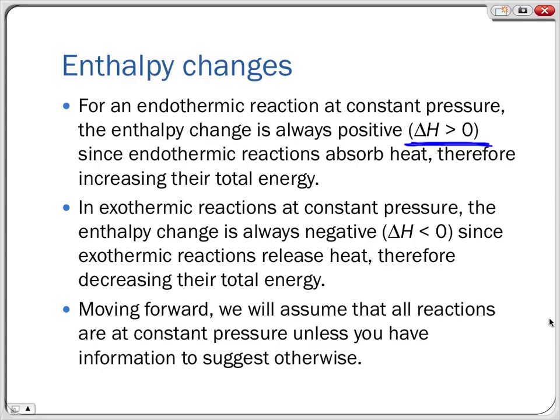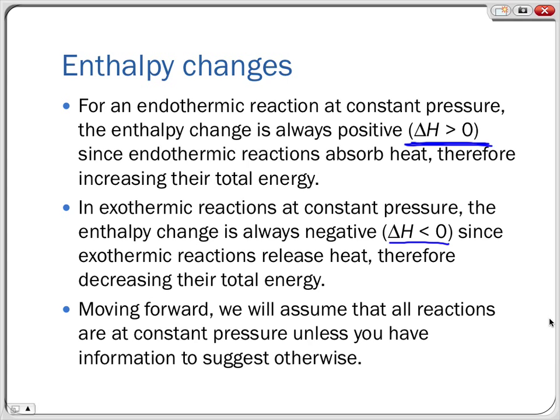On the other hand, if you have an exothermic reaction at constant pressure, like we said, the enthalpy change is always negative. The reason it's negative is because if it's exothermic, then it's heating up its surroundings. Heat is flowing out of the chemical system. If it's releasing heat, then the system must be losing energy because it's giving it away to its surroundings as heat. And so therefore it's decreasing its total energy.